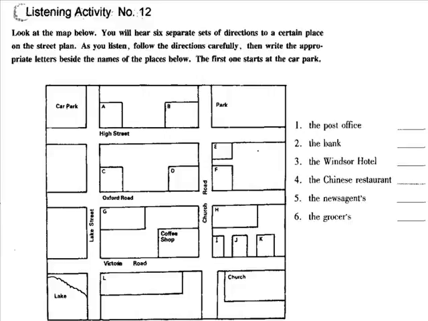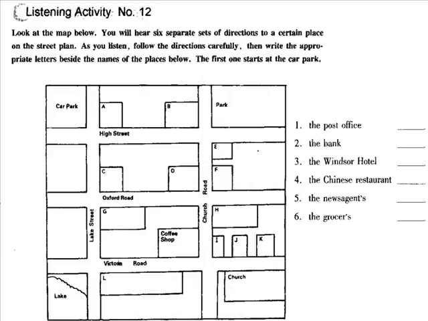Conversation 4. Excuse me, I'm trying to find a Chinese restaurant. Do you know where it is? A Chinese restaurant? Yes, there's one on High Street. When you come out of the church, go straight up Church Road until you reach High Street. Turn left, and it's the second building on your right. I see. Thank you very much. You're welcome.